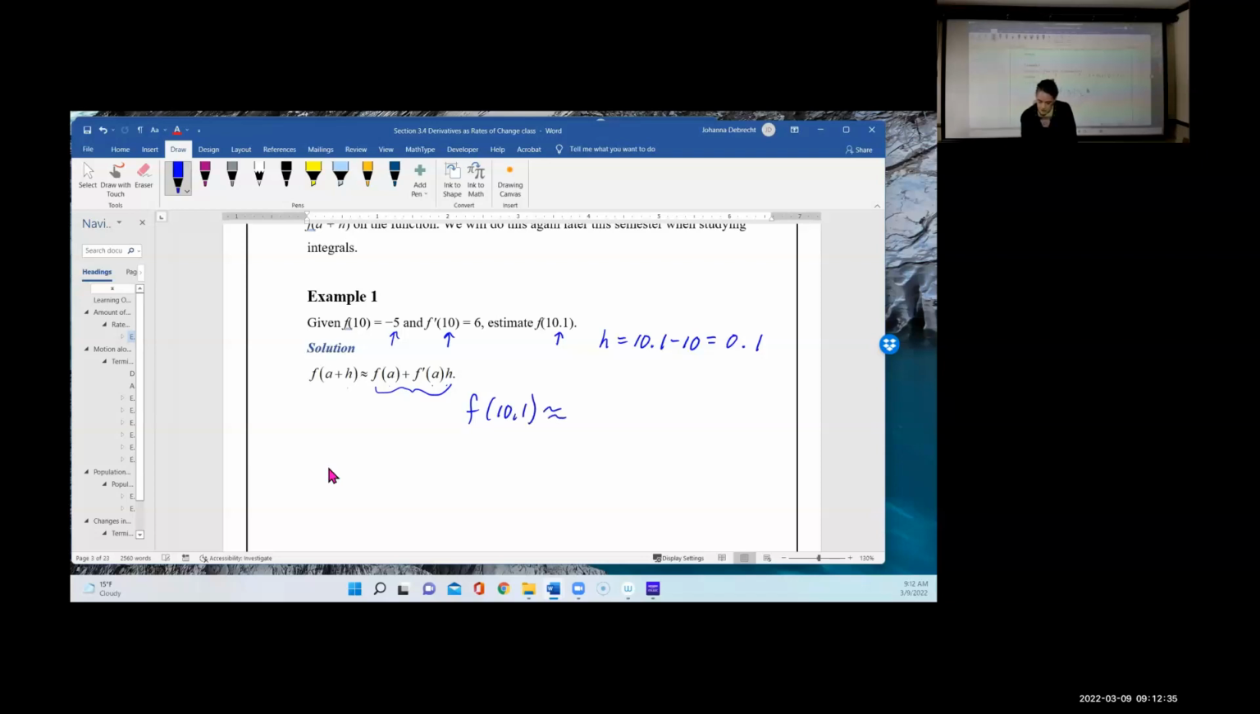It's going to be approximately equal to -5 plus 6 times the 0.1, which is going to be approximately -5 plus 0.6, which is approximately -4.4. All right. So again, all we're doing is we're using the slope and the point where the two graphs connect, and we're writing the equation of the tangent line, and we're using the tangent line to approximate the value on the function. All right.